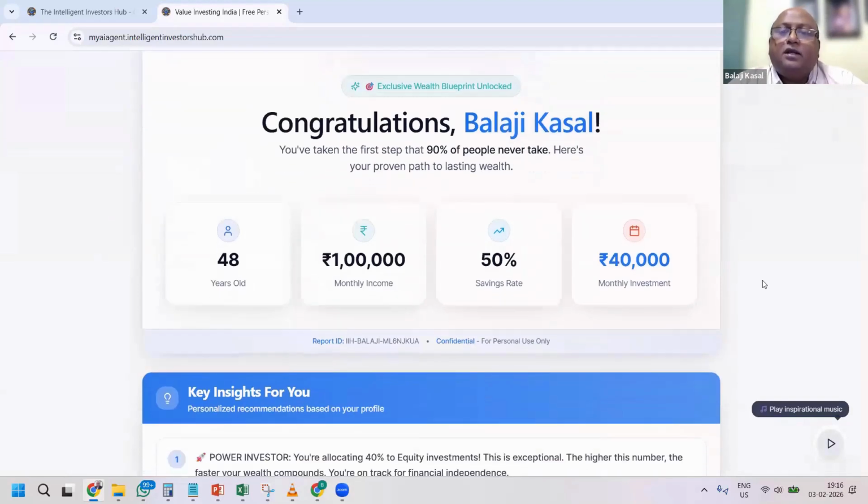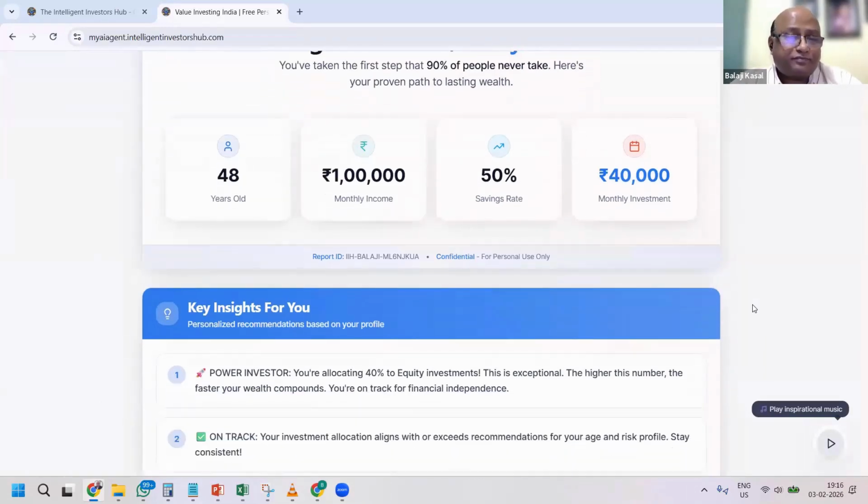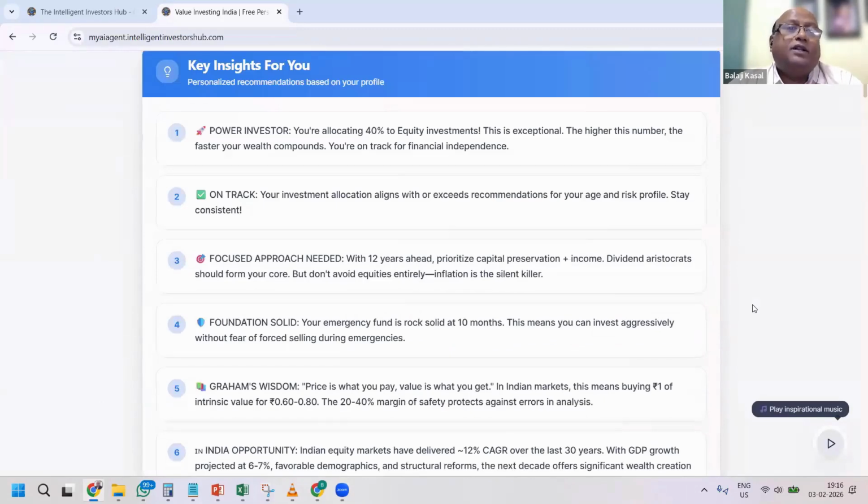1 lakh rupees income, 50% saving rate, which I'm doing, monthly investment and so forth. Key insight for me: it is giving personalized recommendations based on the input. Power investor, your allocation of 40% to equity investment is exceptional, right? Because people don't do this much.